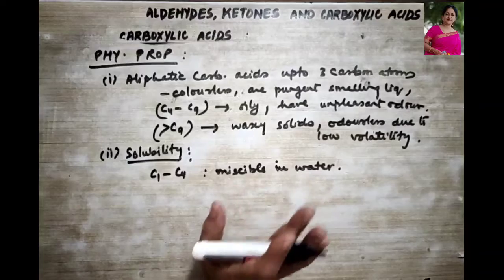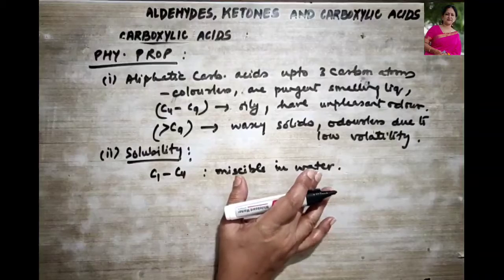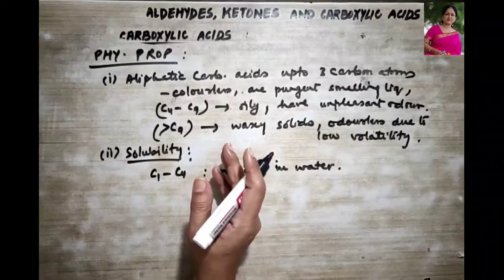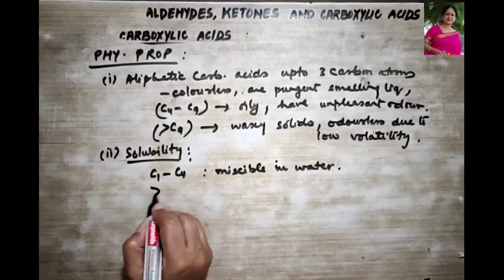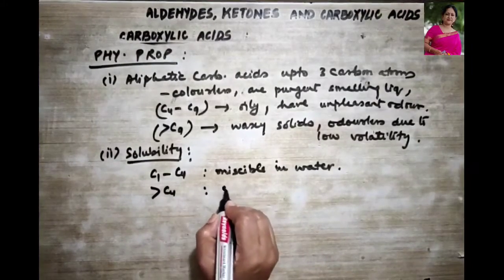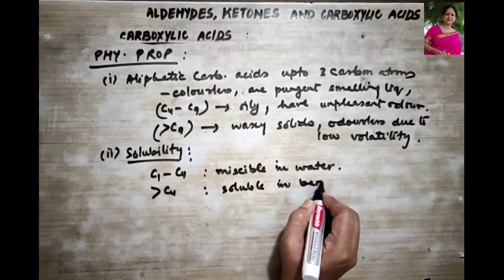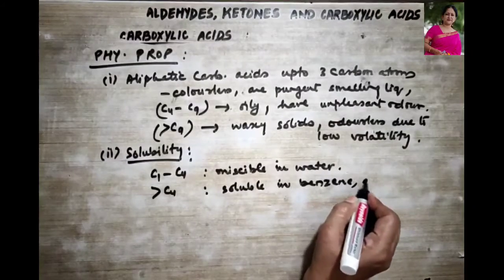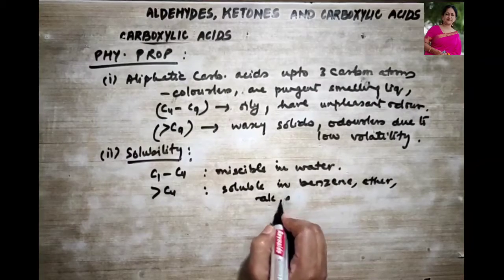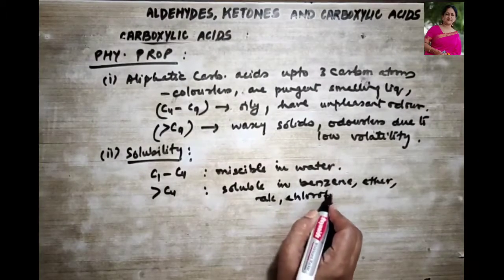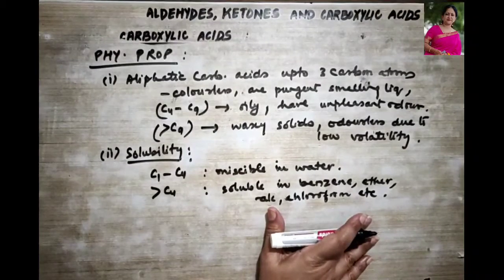Clear? The carboxylic acids are also soluble in less polar organic solvents, for example benzene, ether, alcohol, chloroform and so on. So above C4 they are soluble in benzene, ether, alcohol, chloroform, etc. So I hope till here everything is clear.